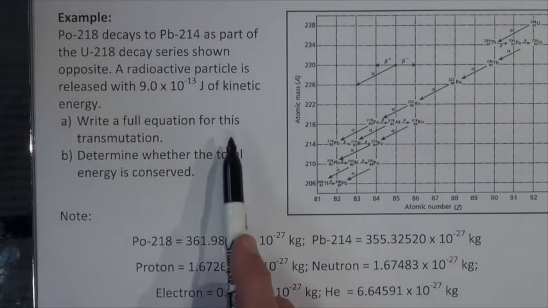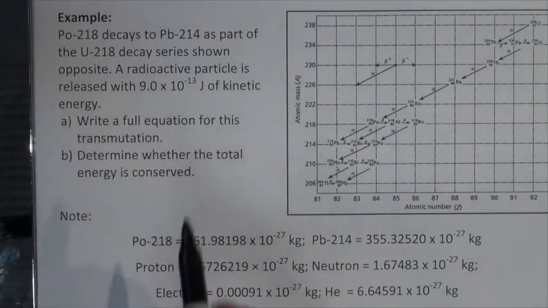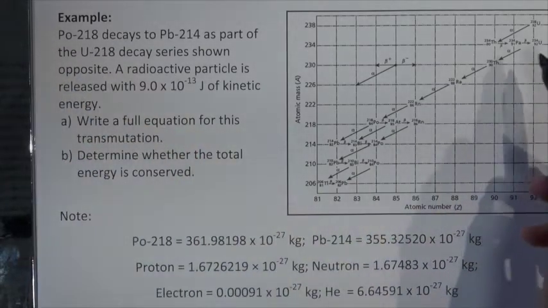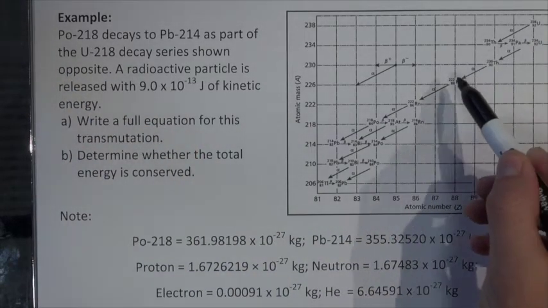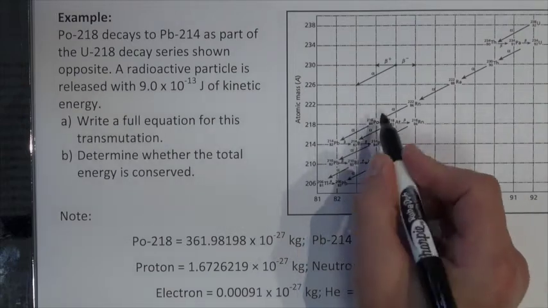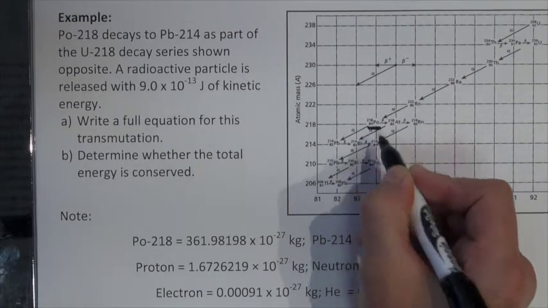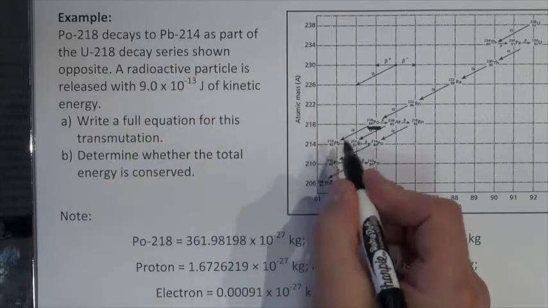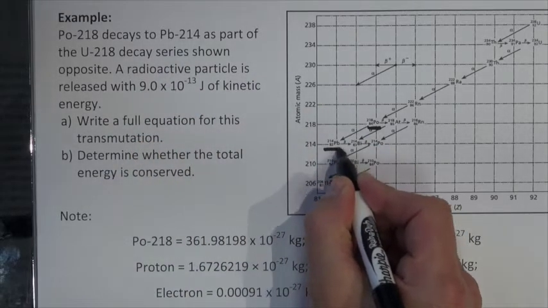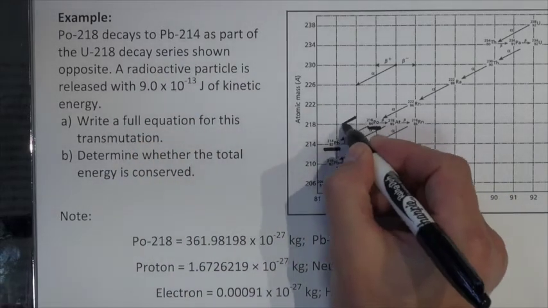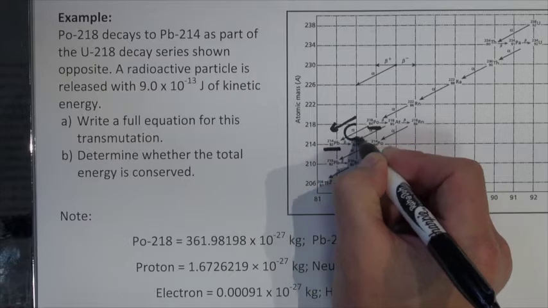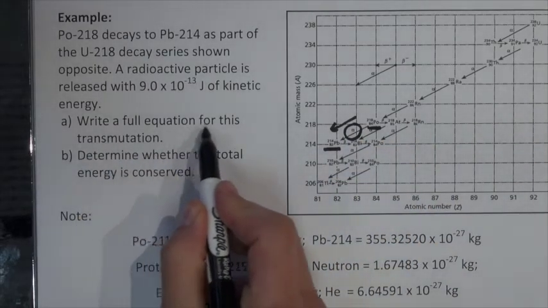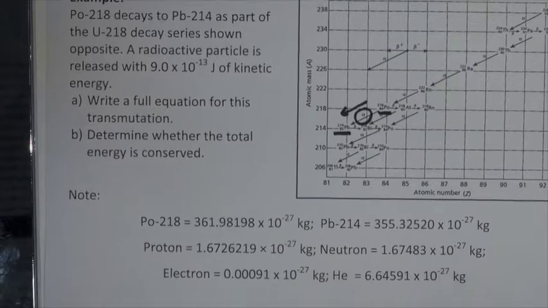Okay, so we're going to write the full equation for this reaction. First off, I've got to find polonium-218 on my decay series. As I look all the way through, here it is. I'm just going to underline it so that you can see it. I've then got to find my lead-214. That drops down just below it, and I can see that it's dropping down, giving off an alpha particle. So now I can write my full equation for that reaction.